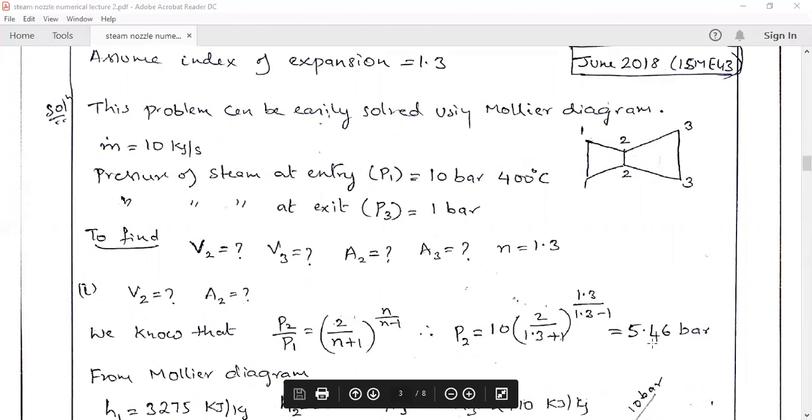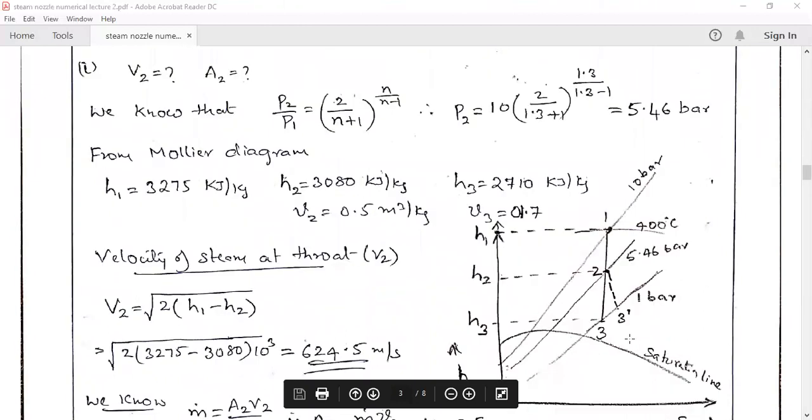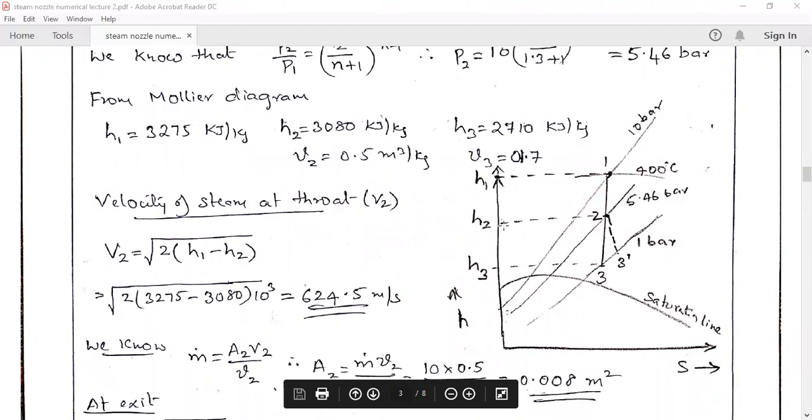So the P2 value is 5.46 bar. Since this problem is a bit lengthy, it is solved using the Mollier diagram. What the Mollier diagram is and how to use it was explained in the previous lecture. Now let us see here once again. So this is the HS diagram.